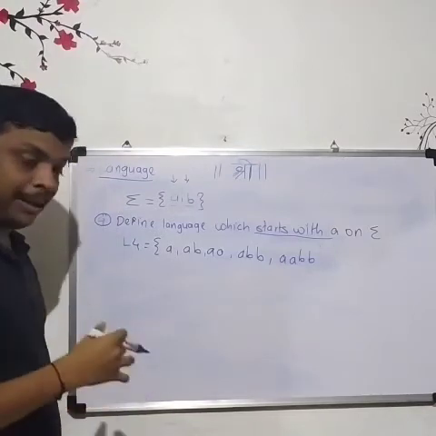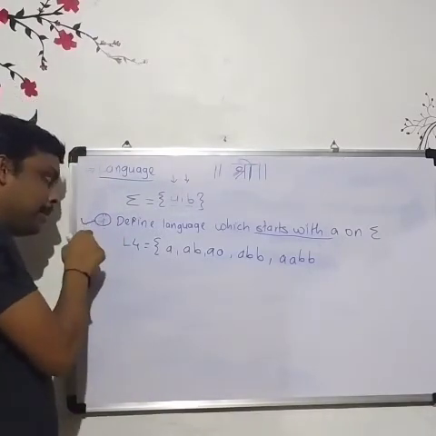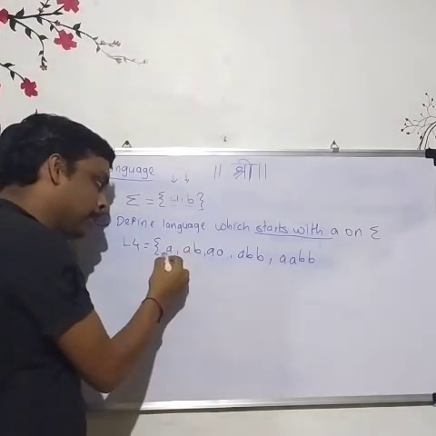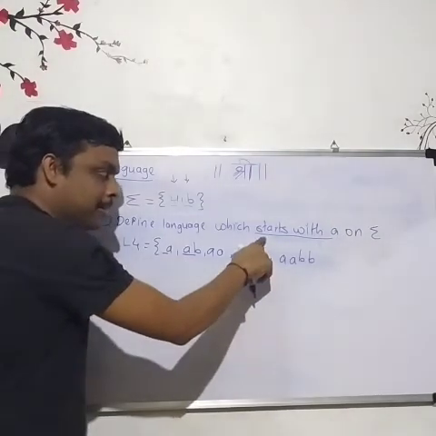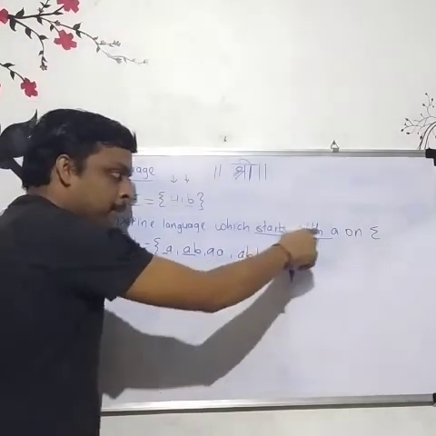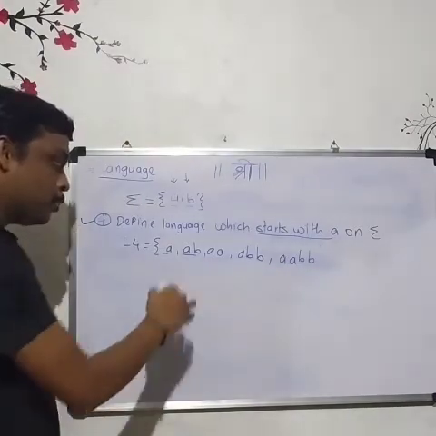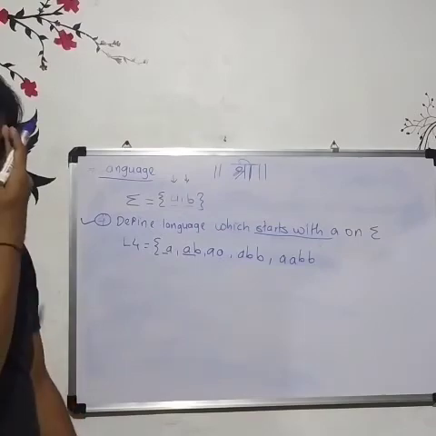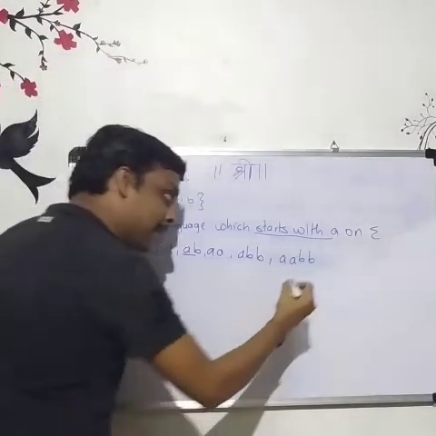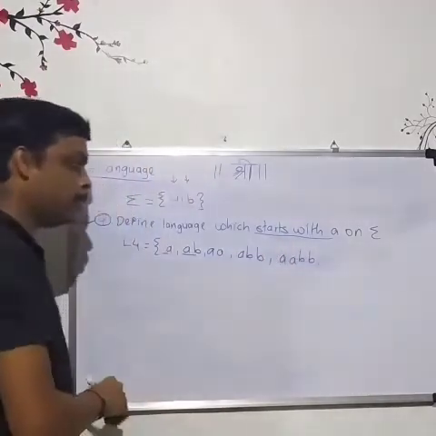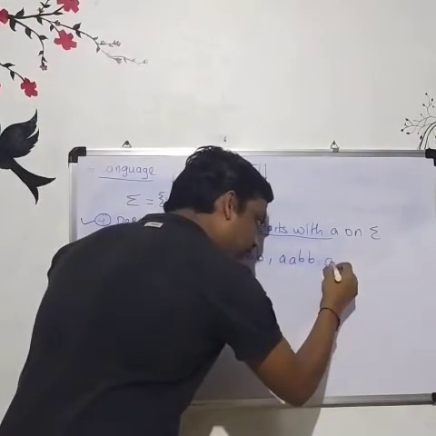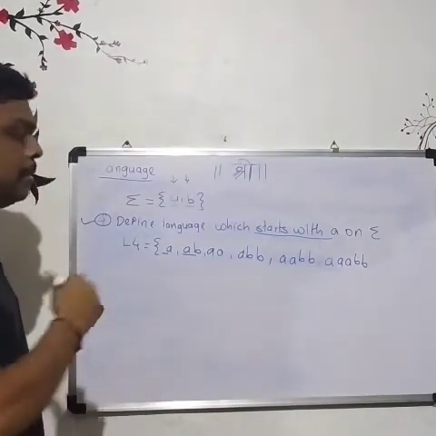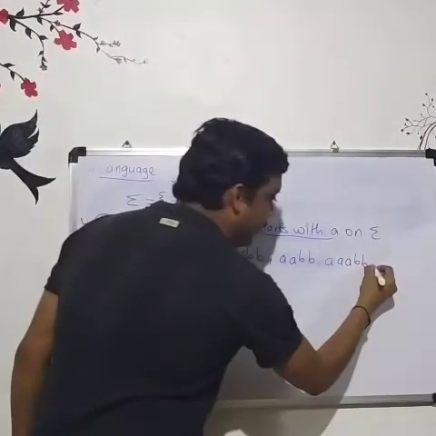Now as far as this question is concerned, there is no restriction on the length of this particular string. Only which condition is given? You have to identify language that starts with A. So how many strings will we get? We will get an infinite number of strings. If you want to add one more element, you can add one more element like this, A, B, B. Such an infinite number of strings we can write.